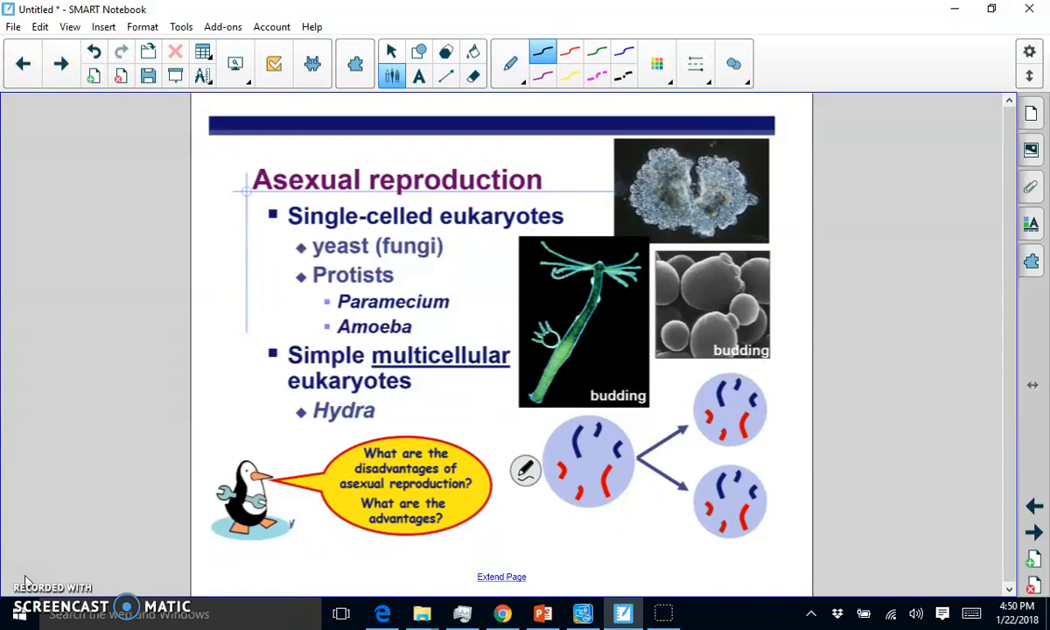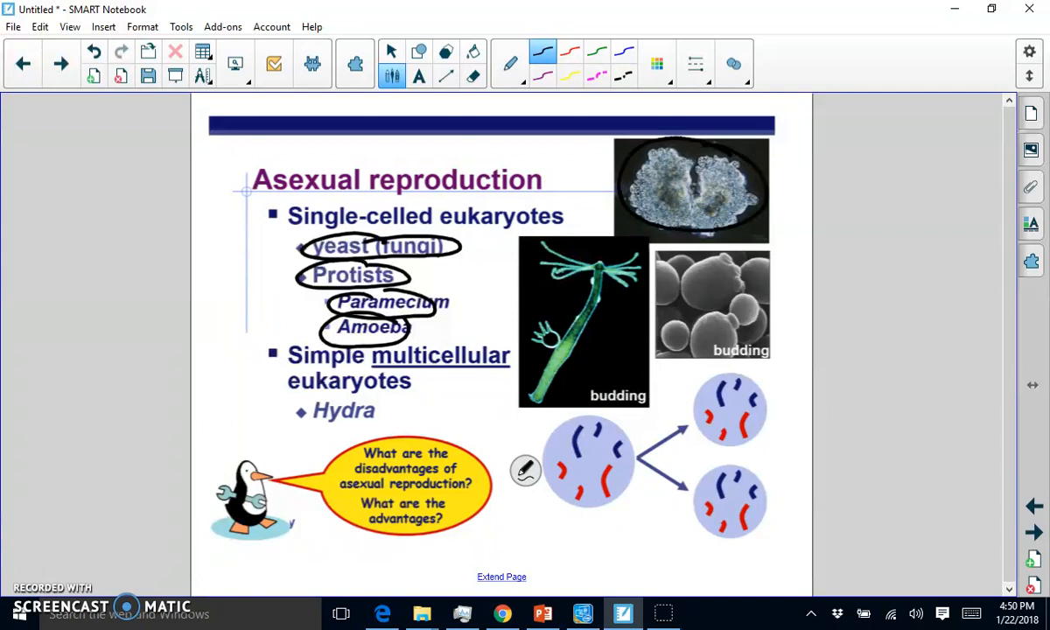Some other organisms that reproduce asexually: yeast, which are fungi, and you buy yeast in the store, divide by mitosis. Protists, which are single-celled eukaryotic organisms. Two of them that you might have heard of, we've talked about the paramecium and its contractile vacuole, and the amoeba. These are eukaryotic cells that divide simply by doing mitosis. This is an image of an amoeba here, reproducing by mitosis.